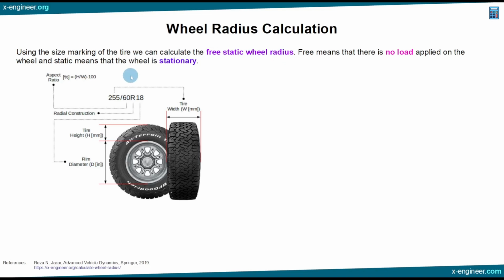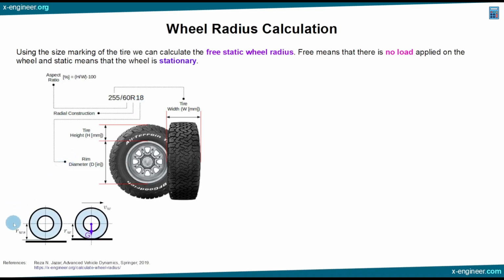Let's take as an example this tire with the following marking: 255/60R18. 255 represents the tire width in millimeters, 60 represents the aspect ratio in percentage, and the aspect ratio is the ratio between the tire height, h, divided by the tire width, w, times 100. R means that the tire has a radial construction, and 18 is the rim diameter, d, in inches.